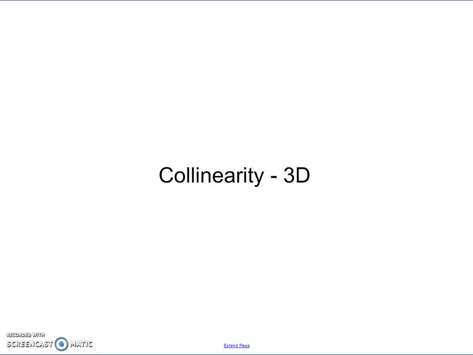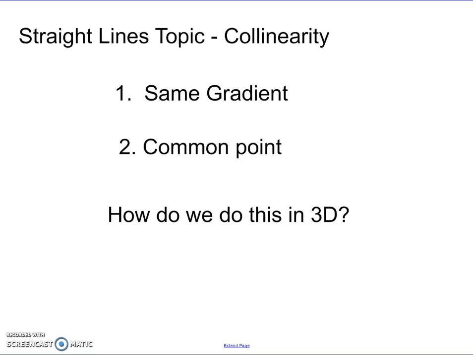How do we show that points are collinear? Now think back to when we did it with straight lines. There were a couple of key things we had to show. For any set of 3 points, we had to show firstly that the same gradient existed between pairs of points, and secondly that there was a common point shared between both of those. So if I had the points A, B and C, I would have to show that the gradient from A to B matched the gradient from A to C or the gradient from B to C.